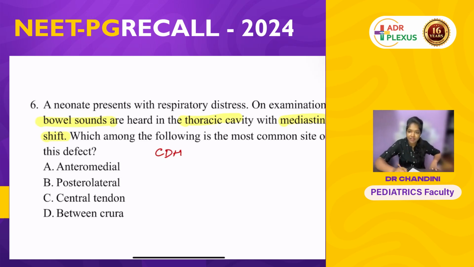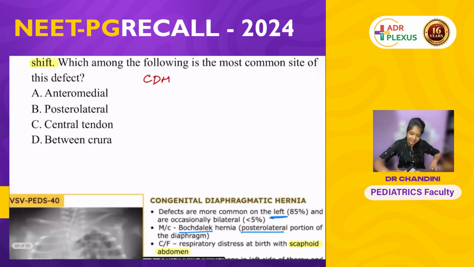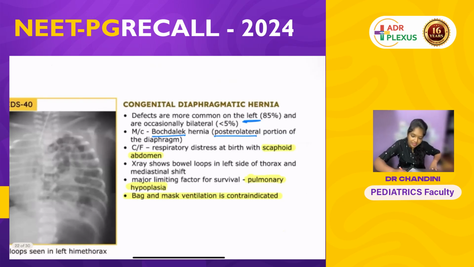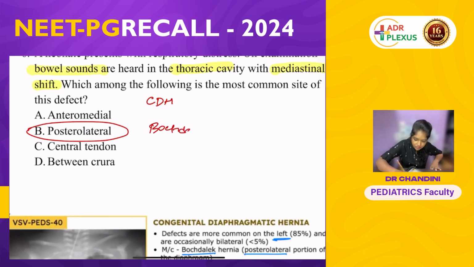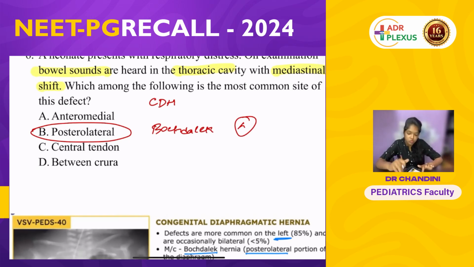In case of congenital diaphragmatic hernia, which is the most common site? That was the question asked. We have discussed it already. Posterolateral Bochdalek hernia on the left side is most common. So what is the answer? Posterolateral, Bochdalek, and particularly on the left side, is the most common site of congenital diaphragmatic hernia.